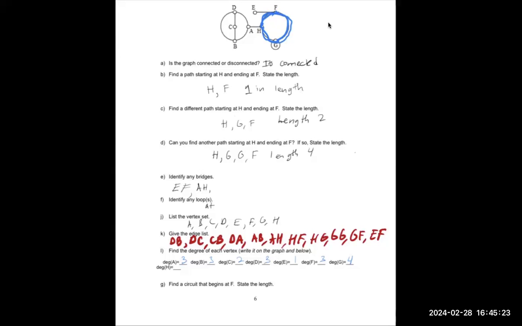So I will write that down here. F, H, G, F. And I can't remember if they want you to list the F a second time, just saying we end at F. And the length there is 3. And there we go.